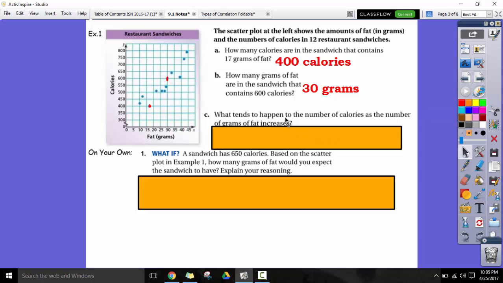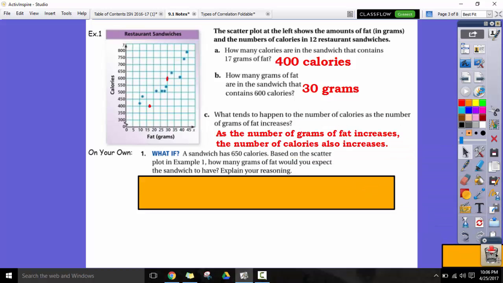Question C, what tends to happen to the number of calories as the number of grams of fat increases? So this is interpreting. So if you notice, our points are kind of rising, which means it's a positive correlation, so that means both the x and the y values are increasing. So we could explain that by saying as the number of grams of fat increases, the number of calories also increases, which makes sense. You can't increase the grams of fat without increasing the calories.